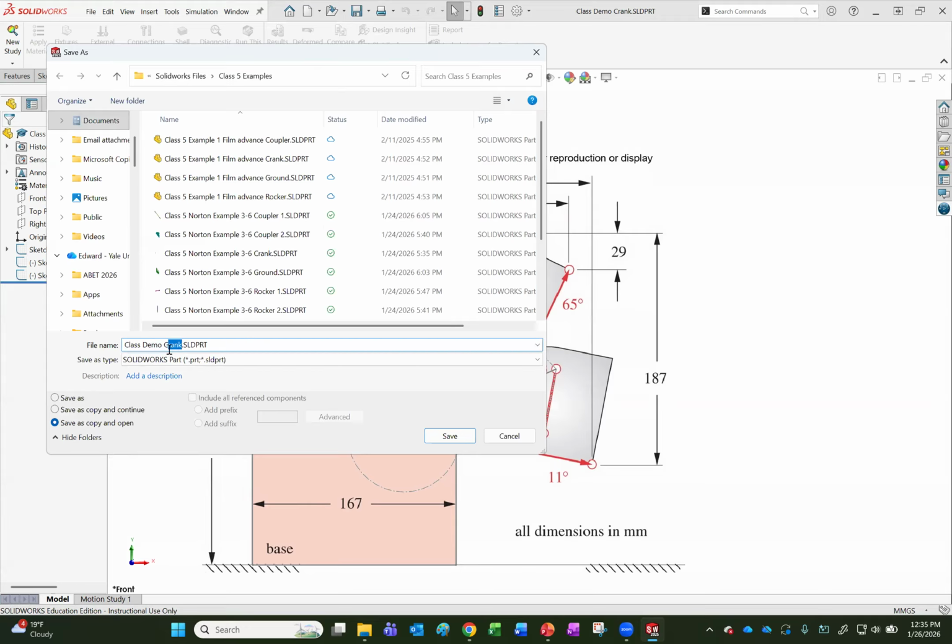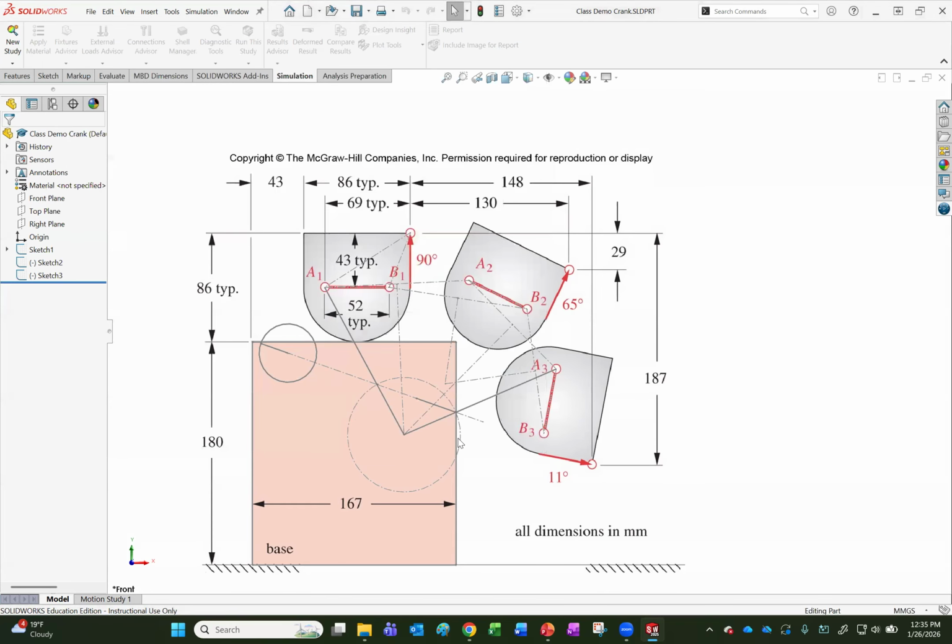And so what I would usually do is go coupler one and coupler two and rocker one and rocker two. And after I'd done that, that would be six total saves of the same sketch.